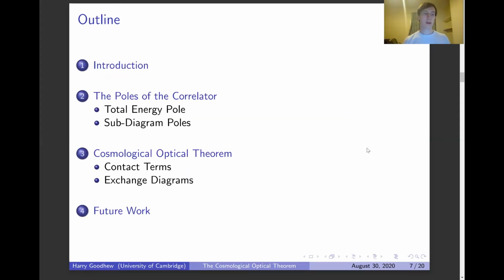So I'll begin this talk by motivating why we expect to see some cosmological optical theorem by discussing the poles of the correlator. I'll begin by looking at the established result of the total energy pole before going into some slightly newer results. I'll then look at a more detailed derivation of the cosmological optical theorem for both contact and exchange diagrams, and look at some corollaries of this result before discussing some potential future directions of this work.